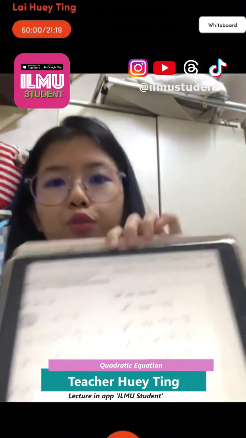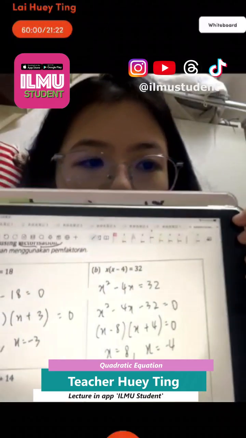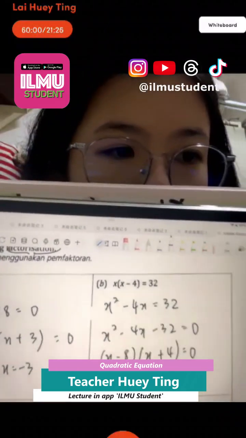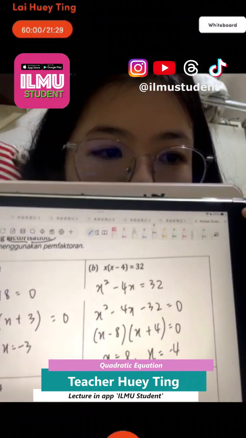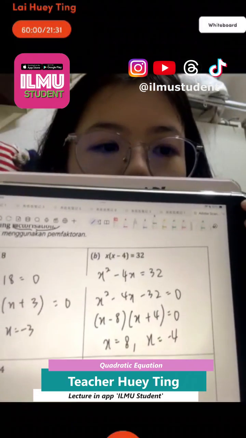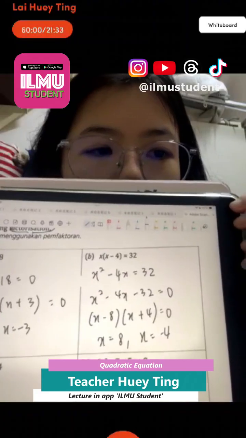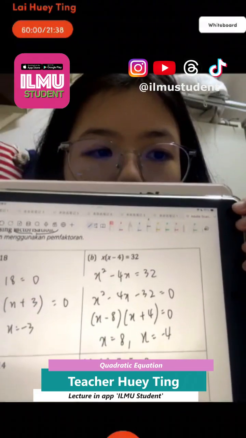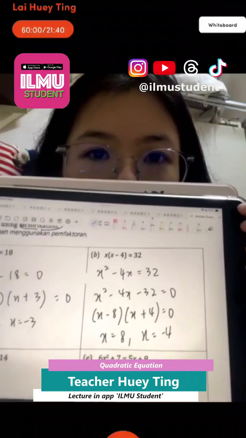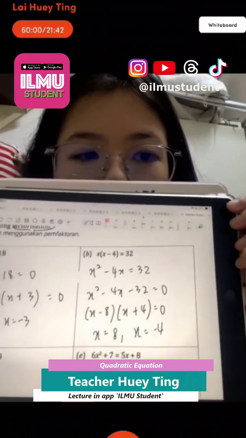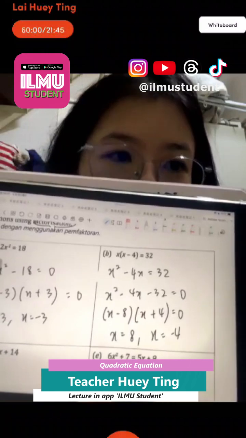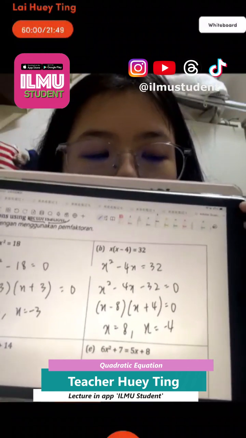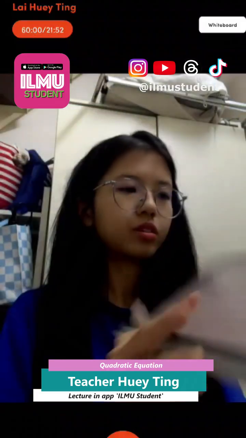Okay, for this question, we can see that this is x bracket x minus 4 equal to 32. After that, we rearrange it. It becomes x squared minus 4x minus 32 equal to 0. And then we press the calculator. Then we get the roots, 8 and also negative 4. Then we put it back into the bracket. So it's x minus 8, then x plus 4 equal to 0.